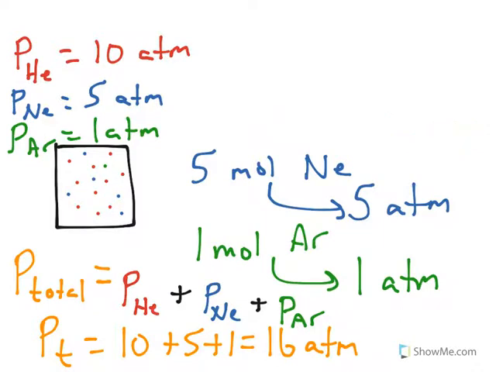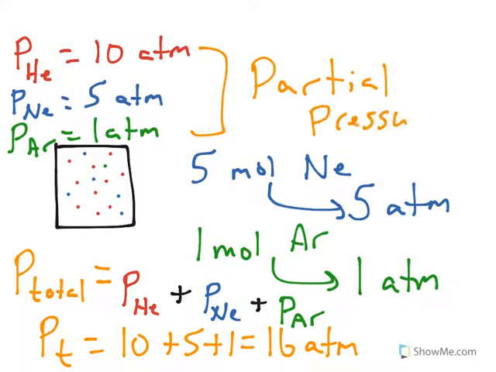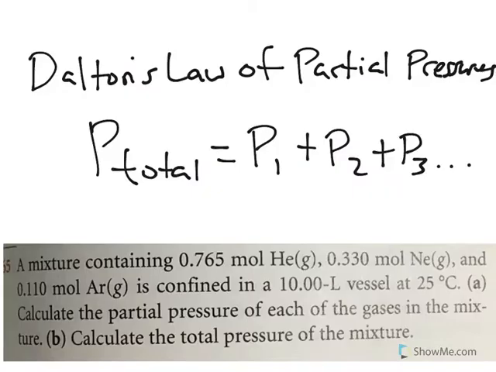The total pressure of this vessel is 16, but these individual components up here, since this is made of different gases, these are called the partial pressures of each of these gases. Out of the total of 16 atmospheres, helium's partial pressure is 10 atmospheres, neon's partial pressure is 5, and argon's partial pressure is 1. So what we've just defined is Dalton's law of partial pressures. And again, the total pressure of any vessel is going to equal the partial pressures of each of the compounds making it up.